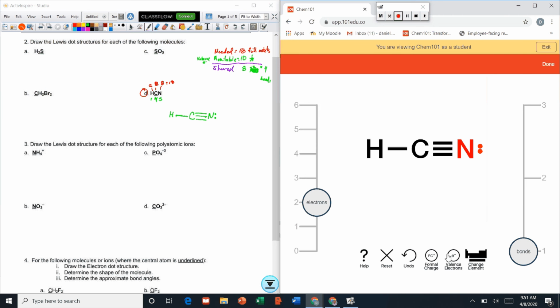Now, I talked about each of these having 8 electrons. So let me show you something real quick. If you click on this little button that says valence electrons, it shows you that. All right, so notice that nitrogen has 8. We said that it needs 8. Carbon has 8, and then hydrogen has a duet with 2. So that's the basic how to draw a structure in Chem 101.